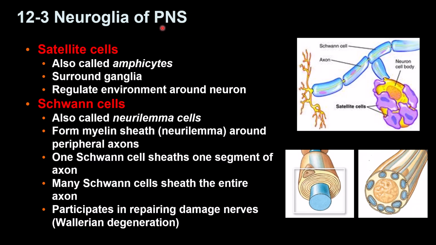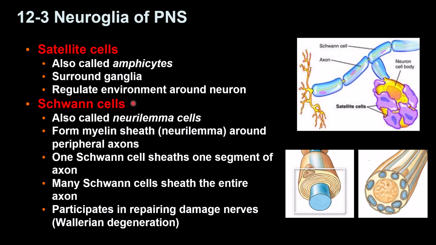So now the neuroglia for the peripheral nervous system. There are two of them. One is called satellite cells. They are also called amphicytes. Okay, so you have these neurons. The cell bodies of the neurons are here, and these are the axons, and the cell bodies are covered by these satellite cells. So it's protecting the environment of the cell bodies. So the extracellular fluid around the neurons is different from the extracellular fluid that is outside of the satellite cells. So this gives it different chemical components.